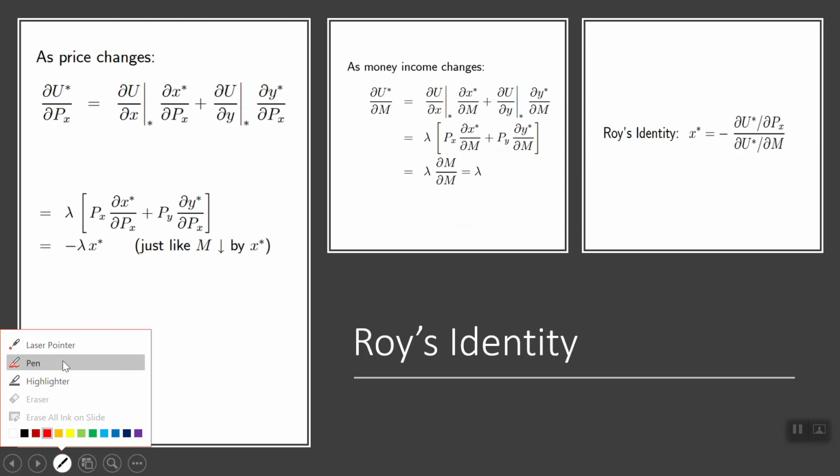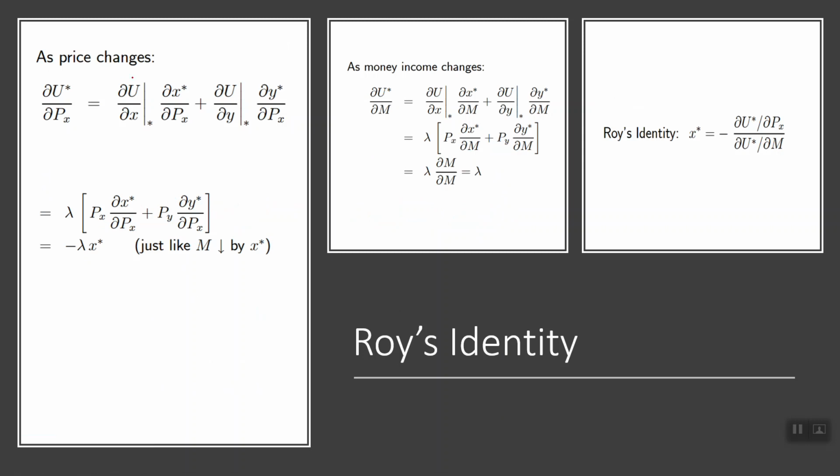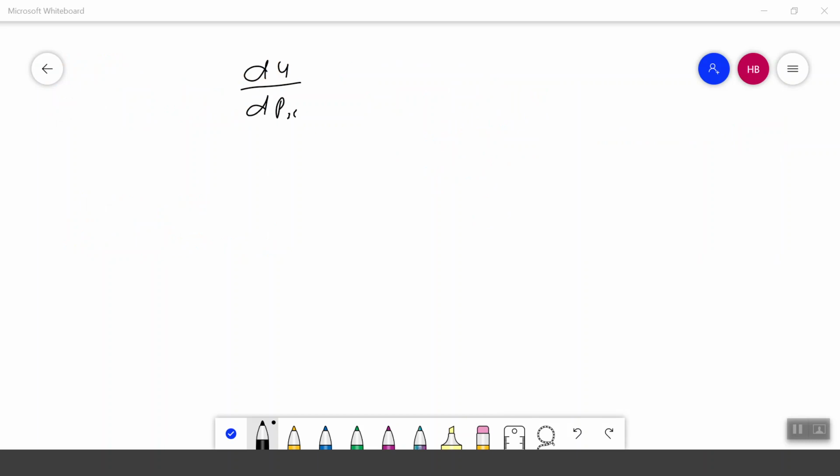Now we'll derive Roy's identity. You now know your indirect utility function is in terms of price and money. So now we'll try to derive what happens when the price changes, what happens when the money income changes, and how we derive Roy's identity out of it. Let's see what happens when the price changes. When we talk about the price change, we are talking about utility with respect to the price. First, we will look at what happens with the price with respect to x. So we were trying to find du by dpx.